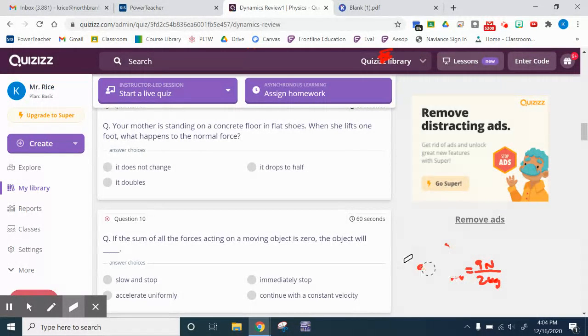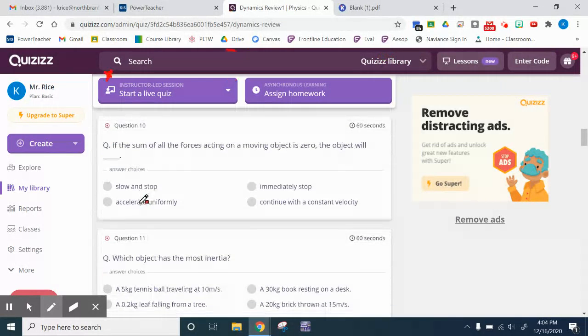Your mother is standing on a concrete floor in flat shoes. When she lifts one foot, what happens to the normal force? Nothing. Normal force does not change. Her entire weight is still supported by the floor, so the floor still has to push up on her with her entire weight. So normal force doesn't change there.